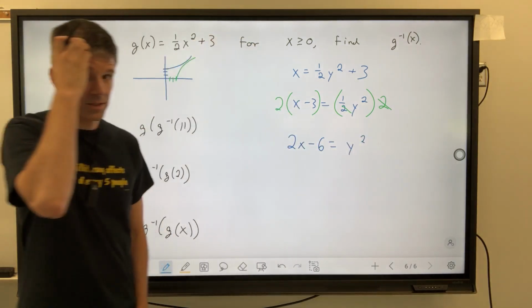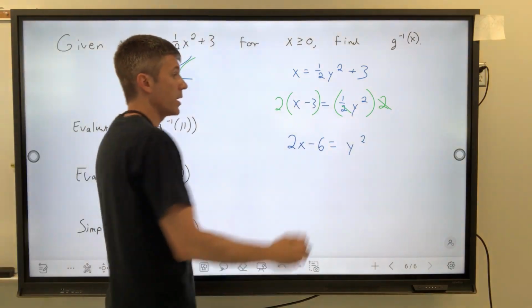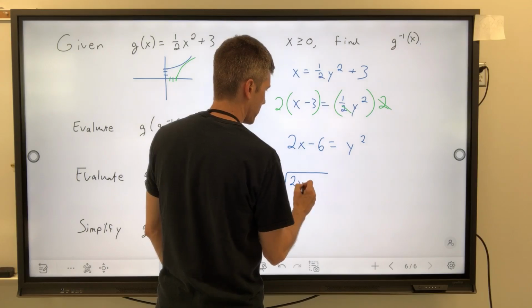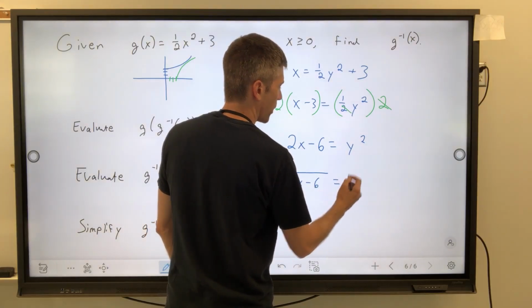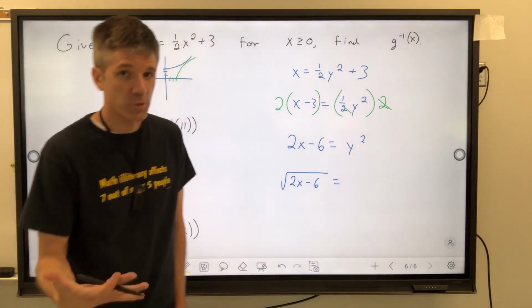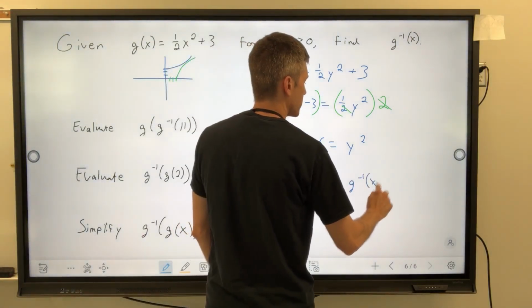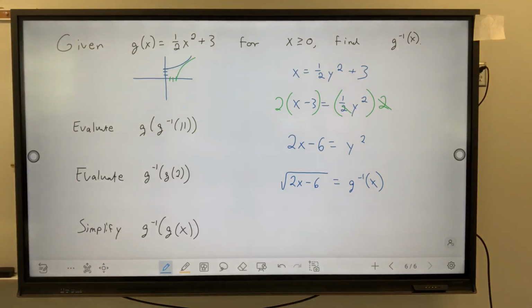And then we're going to take the square root, because we're solving, right? So the opposite of squaring is square rooting. Let's skip a step. So we have the square root of 2x minus 6. I would write equals y, but what we've truly found is the inverse. So let's write it like the inverse that it is. There we go. We have just found the inverse.